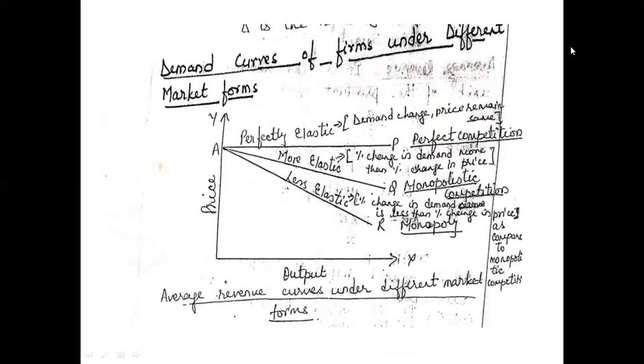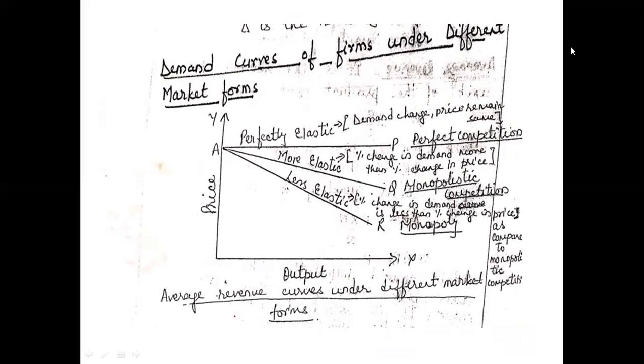Now, the demand curves of a firm under different market forms. We can see that price is on the y-axis and output is on the x-axis. First, let us study perfect competition. In perfect competition, there is a perfectly elastic demand curve. That is, when demand changes, the price remains the same.